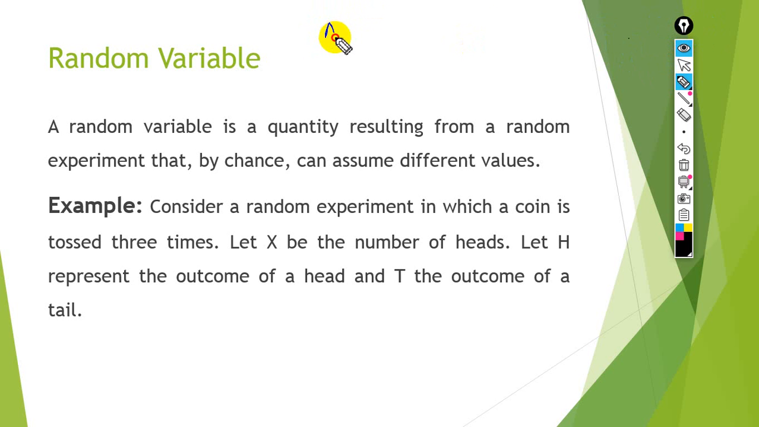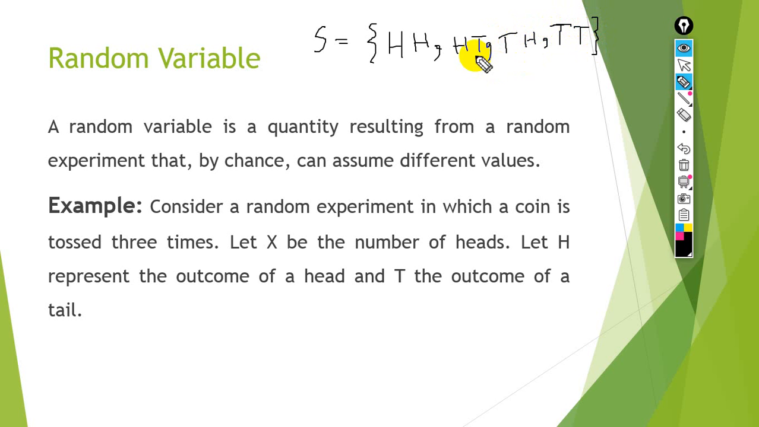For example, I'm tossing a coin two times, so what will be the sample space? S is equal to what? The sample space is HH, HT, TH, and TT. So if we look at this, we can say this is a complete random experiment.